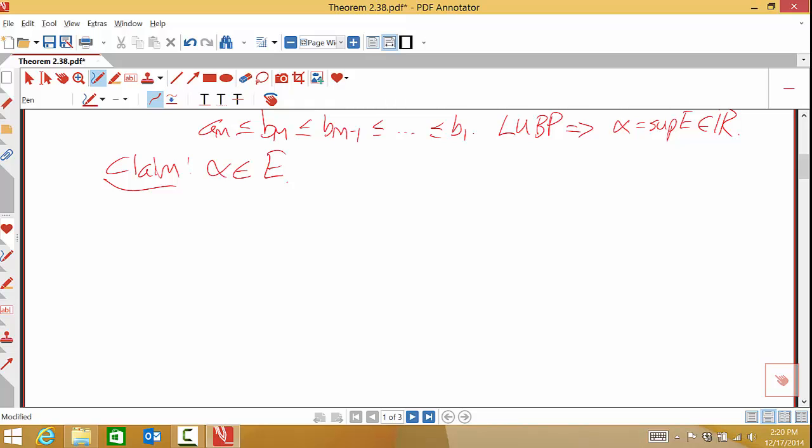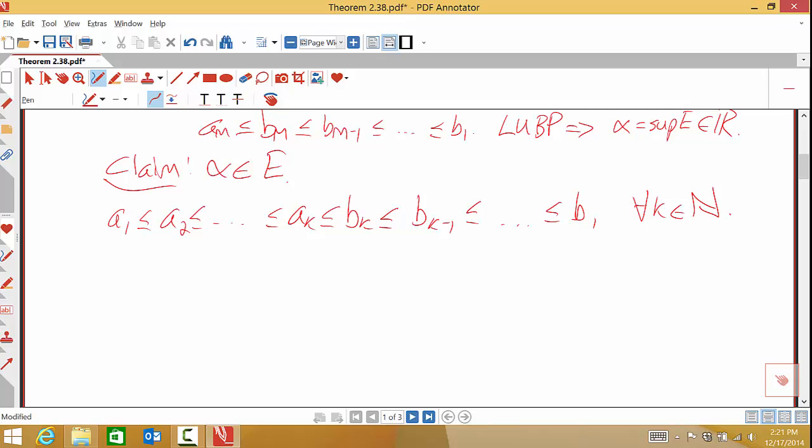Of course, the supremum doesn't always have to be in the set E, but in this case, we're going to prove that it is. Okay, so again, by our nesting assumption, we have the following string of inequalities. I know a1 has to be less than or equal to a2, less than or equal to a3, and so on. I can go up to, let's say, a sub k, which has to be less than or equal to b sub k, which is less than or equal to b sub k minus 1, and so on. Okay, and this is true for all natural numbers k. So let's assume our supremum alpha is, let's say, greater than b sub m for some m.